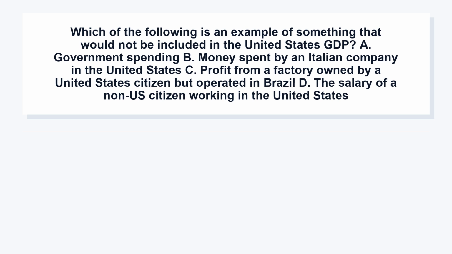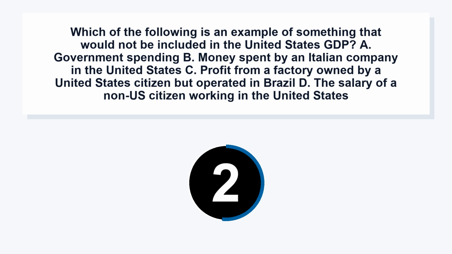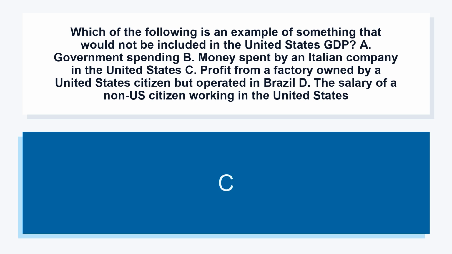Which of the following is an example of something that would not be included in the United States GDP? A. Government spending. B. Money spent by an Italian company in the United States. C. Profit from a factory owned by a United States citizen but operated in Brazil. D. The salary of a non-US citizen working in the United States. C.